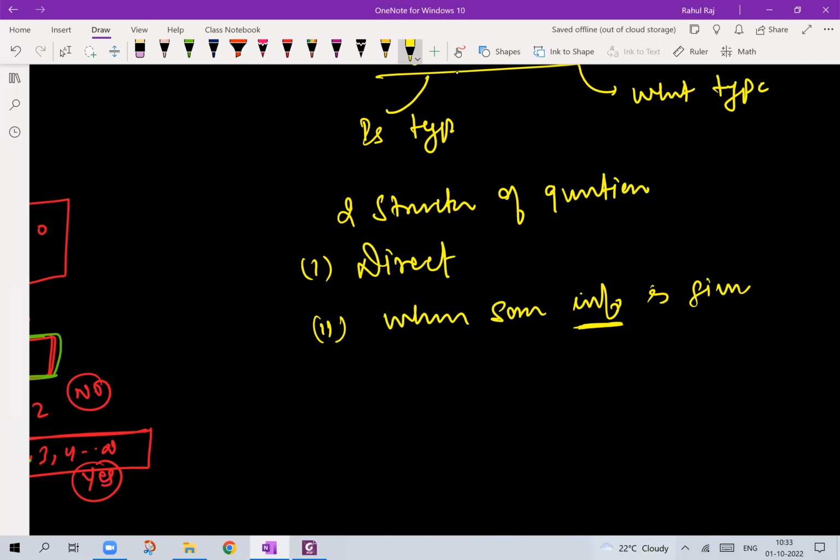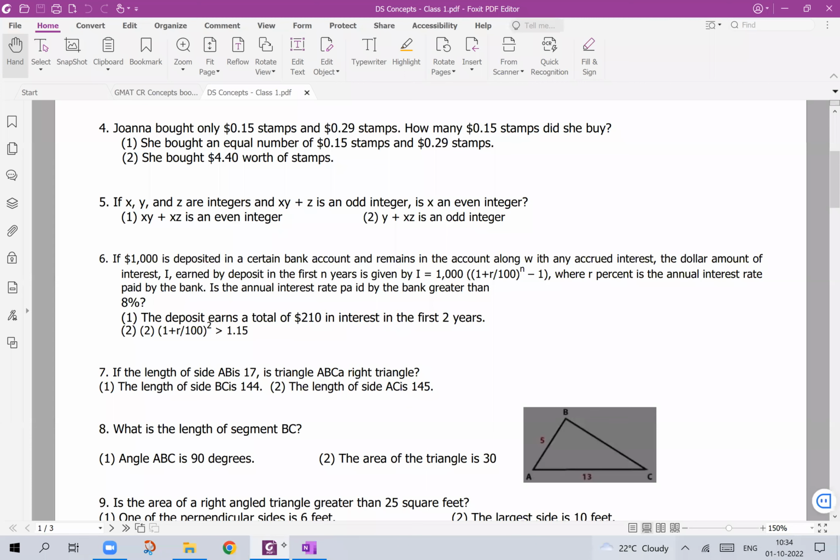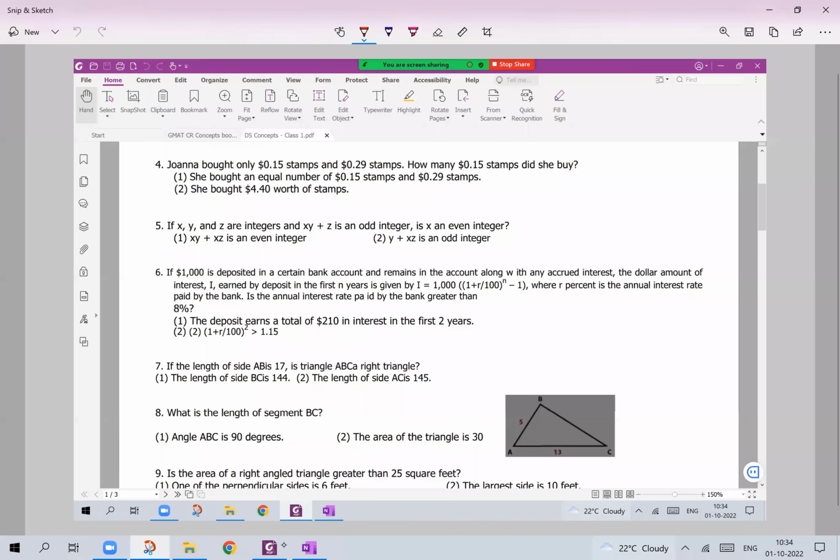So imagine I'm trying to do question number 5. Can you please take and do question number 5? This is a question where some information is given to you. Can you please take 2 minutes for this question? Today we'll exactly see how you use the information while you are solving the statement. Can you please try question number 5? Take 2 minutes, please.